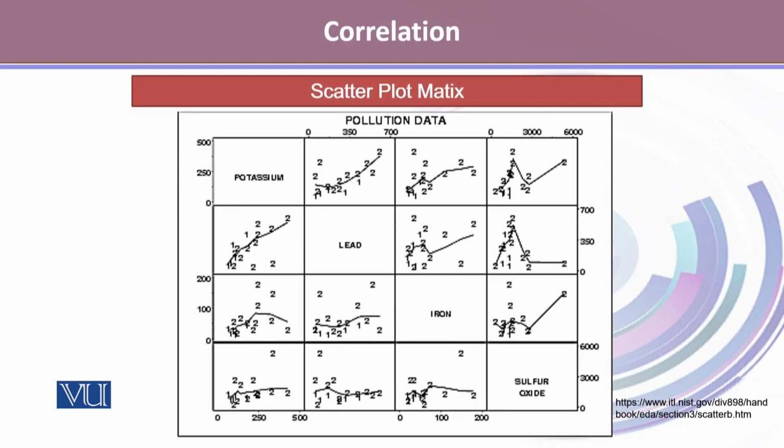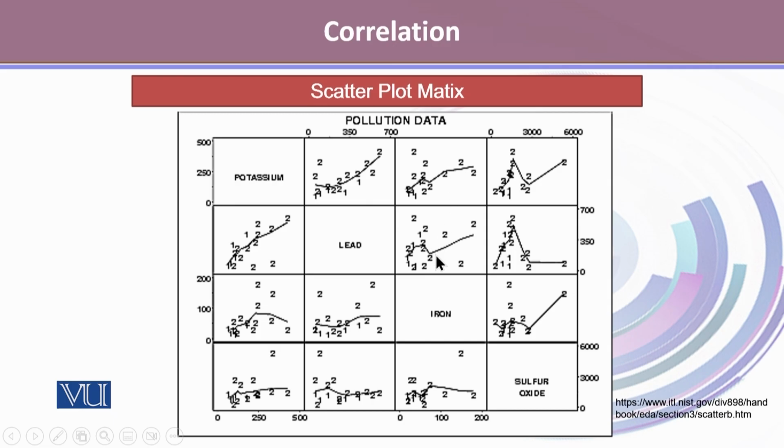Here is a quick picture of the scatter plot matrix, where we have four variables: potassium, lead, iron, and sulfur oxide in the population data, and we are looking at how they are related. Each graph in this scatter plot matrix represents a comparison of two variables. The first graph here represents the relationship between potassium and lead. The second graph represents the relationship between potassium and iron. The third graph represents the relationship between potassium and sulfur oxide. It also does the other remaining pairwise comparisons too.